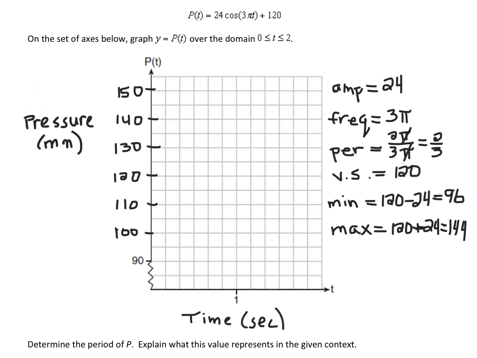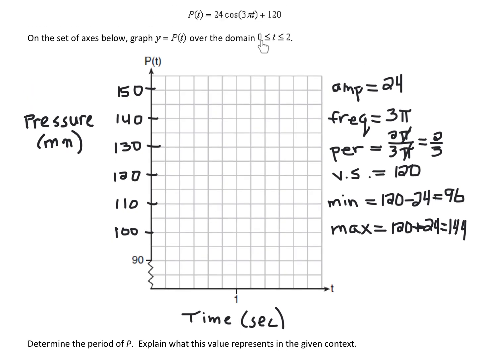Now they do say that they want us to label it, they want us to graph in the domain from 0 to 2. So it looks like they jumped 1, 2, 3, 4, 5, 6 boxes to put the 1. So another 1, 2, 3, 4, 5, 6 boxes would bring us to the end of the graph, which is at 2. So there we go. Okay, so now let's see what else we can do before we start graphing.